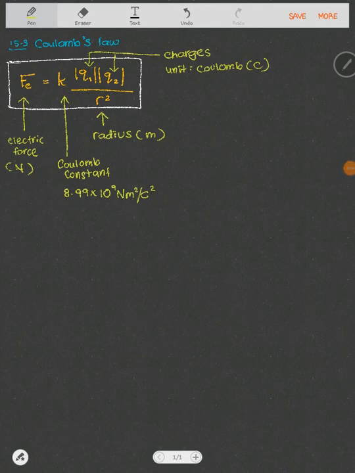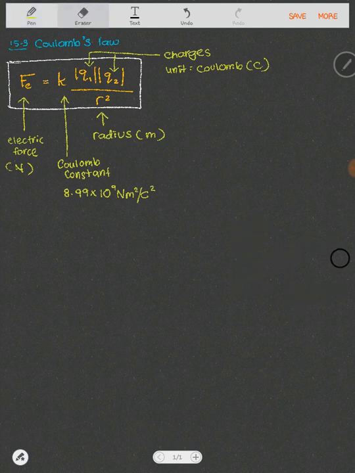So this is the formula of Coulomb's law, which is Fe. Fe is equals to K with the product of two charges, that is being modulus, which is kalau dia dari negatif dia akan jadi positif kalau kita moduluskan. And then is divided to the square of radius.